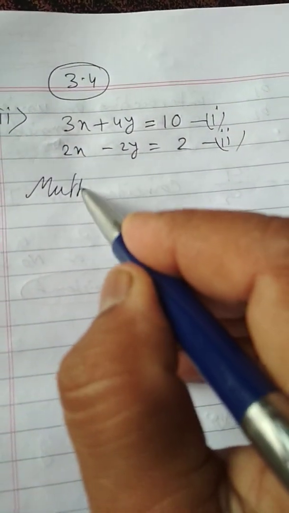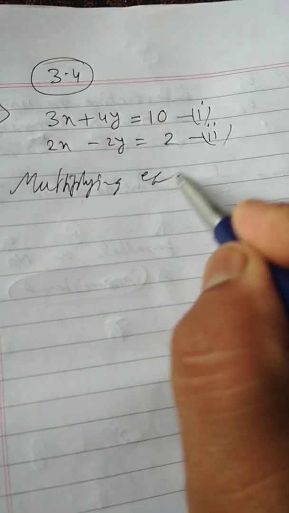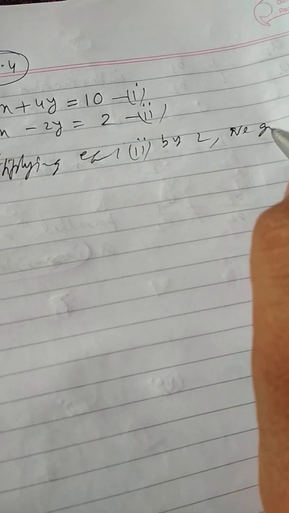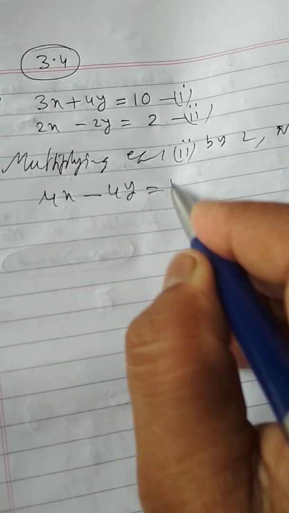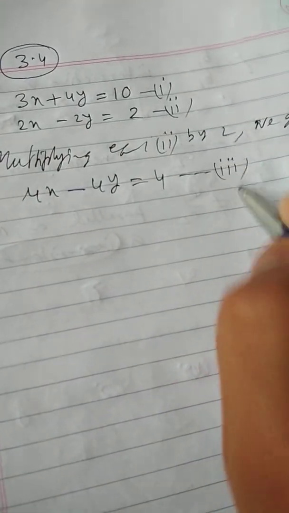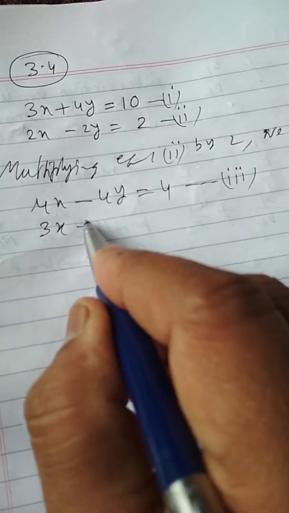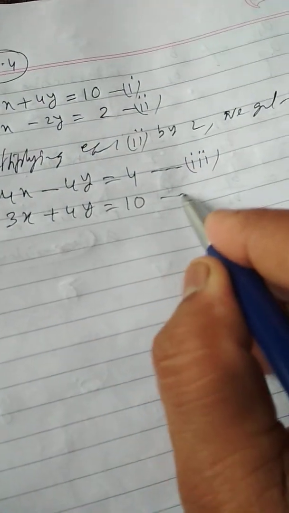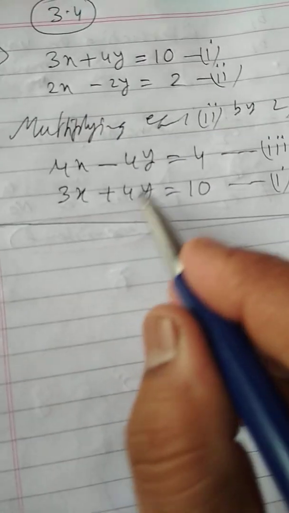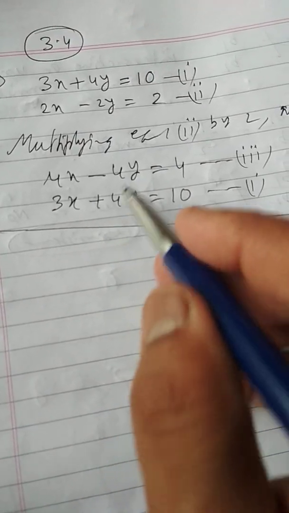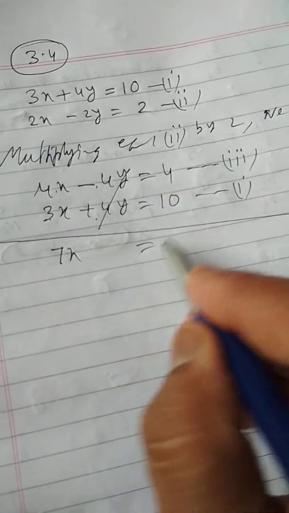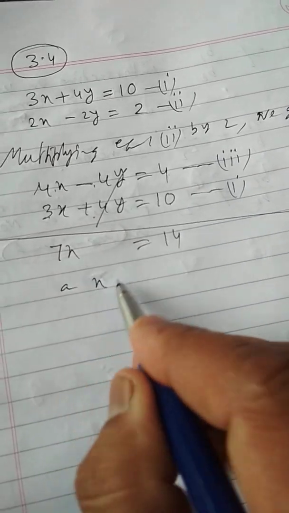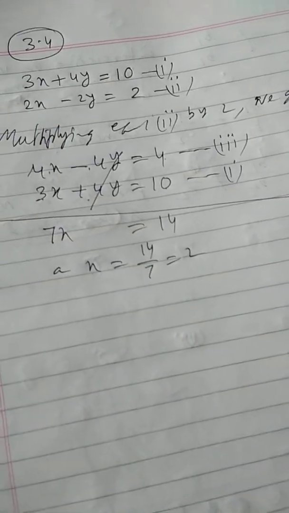So multiplying equation 2 by 2, we get 4x minus 4y is equal to 4. This is equation 3, and equation 1 was 3x plus 4y is equal to 10. Now, by just adding, what do we get? Minus 4y plus 4y cancelled. 3x plus 4x, that is 7x. 10 plus 4, that is 14. Or x is equal to 14 by 7, that is 2.